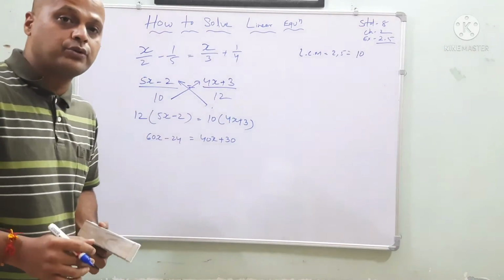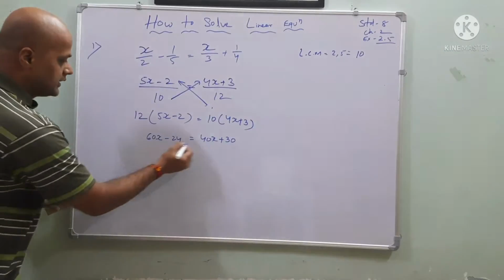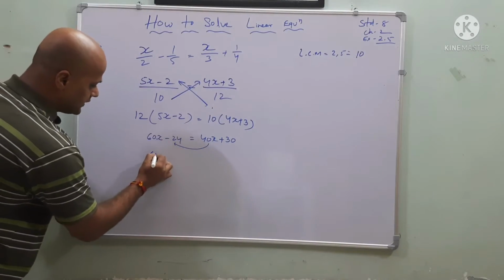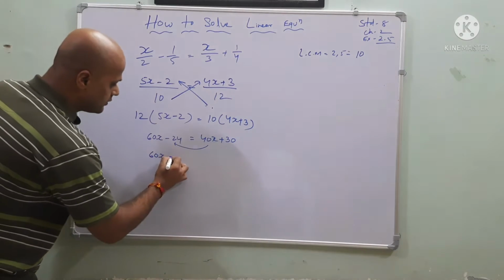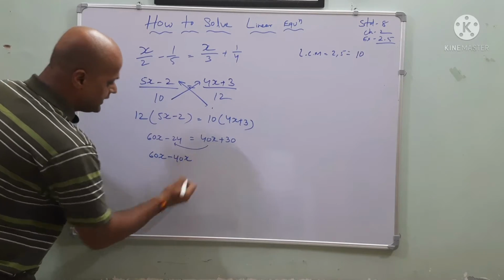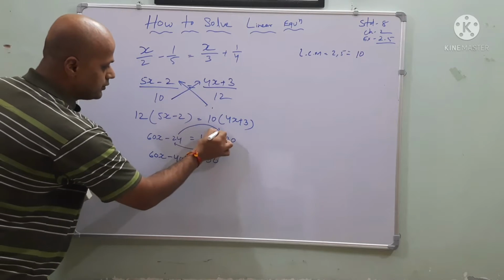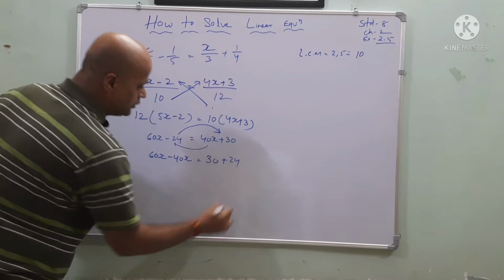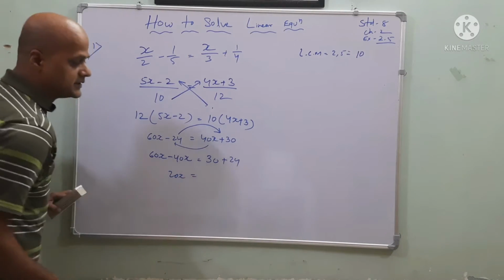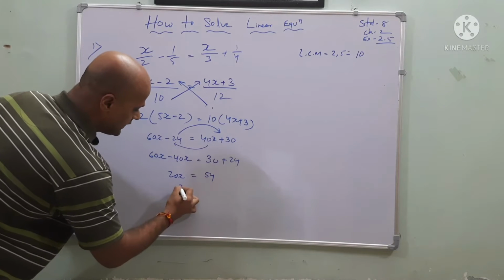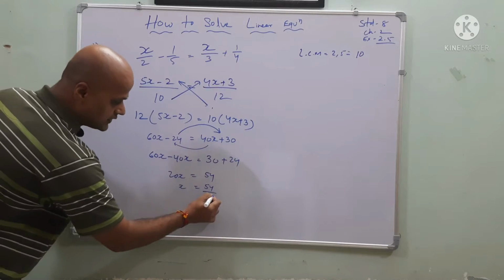So in the next step, what you have to do? Bring the variable to one side and the constants to the other side. This 40x will come to this side and the rest will be as it is. First check which sign it is: plus sign. When it is shifted to the opposite side, it will be minus. And this 24 will go to that side and become plus. 60 minus 40, 20x. What is the other side? 54. Then x is equal to 54 by 20.